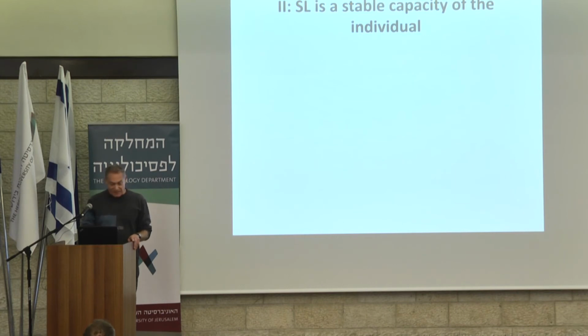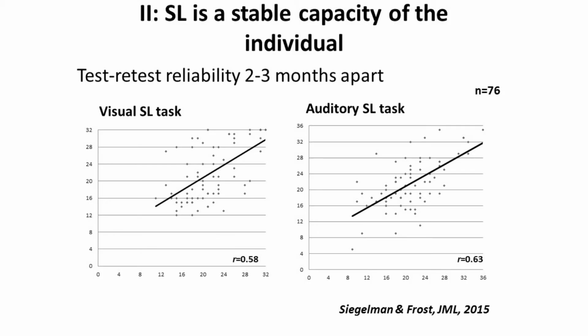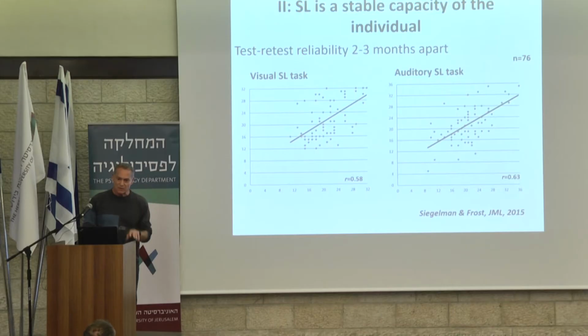Strikingly, it's a very stable capacity of the individual. If you ask subjects to come again a few months later and do the same test again, you see that their performance is really stable. The test-to-test reliability here is about 0.6, sometimes even more. So subjects who are good at this at a certain point are going to be good at that again later on. And subjects who are hopeless at it, I'm not going to mention names here because some of them sit here in the crowd, like in Bal, they are not good at it.